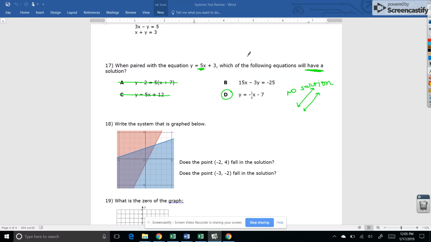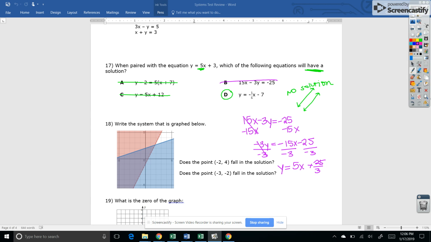If I get y by itself, subtract 15x from both sides. Divide both sides by negative 3. Negative 15 divided by negative 3 is 5. So I again have a slope of 5, so it can't be B.